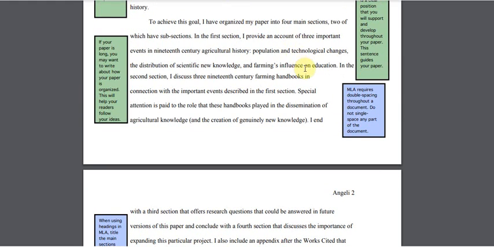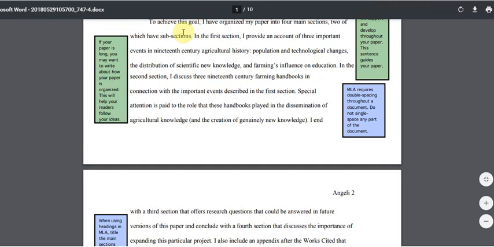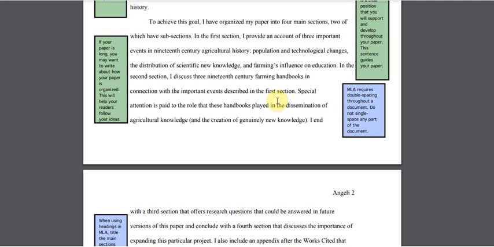If your paper is long, you may want to write about how your paper is organized. This will help your reader to follow your ideas. And this is a 10-page paper, so that's a very good thing to do. If you're writing something much shorter, you don't have to worry about that. However, you could say, I have chosen to compare and contrast these ideas from these two authors and sources in this way, and we'll talk more about that next week.